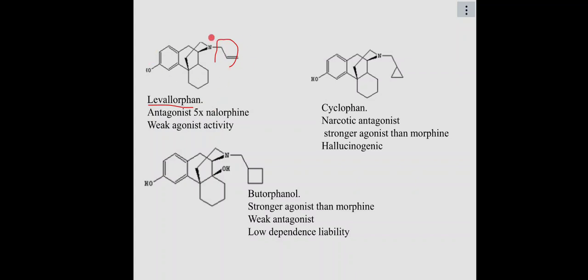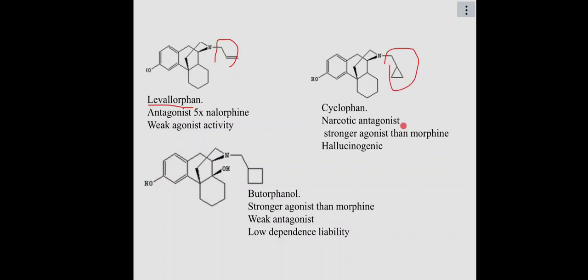And then, of course, we've already said that the morphinans have much, much higher activity. Therefore, even when it comes to antagonist activity, in comparison to morphine analogs, you expect them to have higher activity than the morphine analogs. Then you have the cyclorphan. The cyclorphan, again, is very similar. The only difference, again, is that group there.